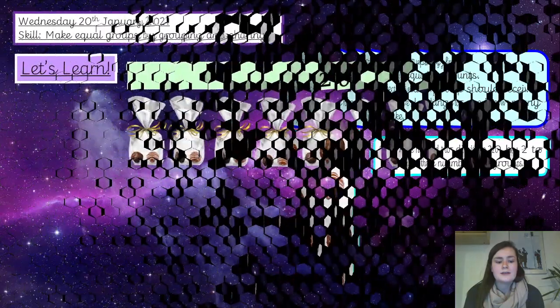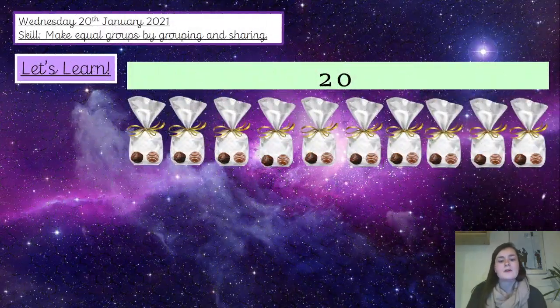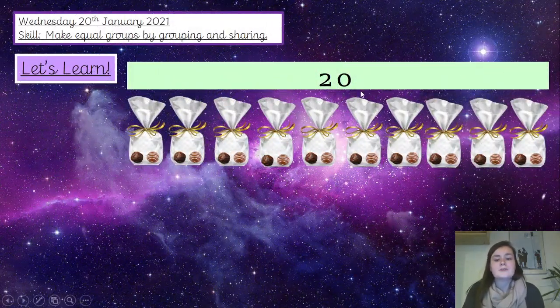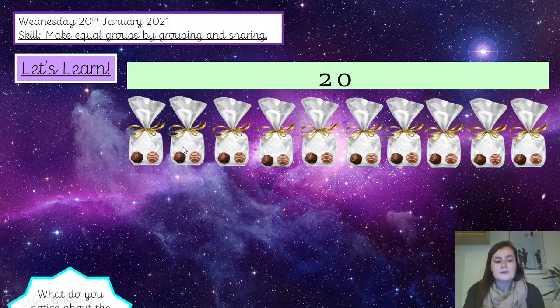Let's have a look on the next slide. It explains it slightly more clearly. So this bar model is showing us we've got 20 as the total. So that's the total number of sweets or chocolates that Buzz Lightyear has got. And as we said, he's putting 2 in each group. So they've got nice little bags with beautiful ribbons on. So how many groups has he got in total?